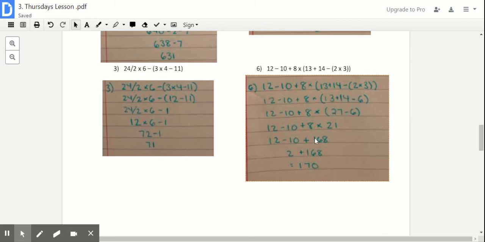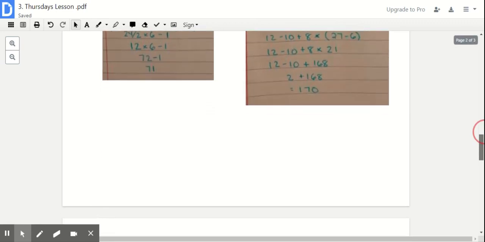Now, next thing I need to do, should I be going from left to right for this row or no? Absolutely not, because I have a multiplication operation here that has more power than addition and subtraction. So I need to do 8 times 21 first before I do 12 minus 10. So 8 times 21 is 168. Now I have 12 minus 10 plus 168. So I'm just going from left to right here at this point. So 12 minus 10 is 2, plus 168 is 170. All right. So that is the work for today.